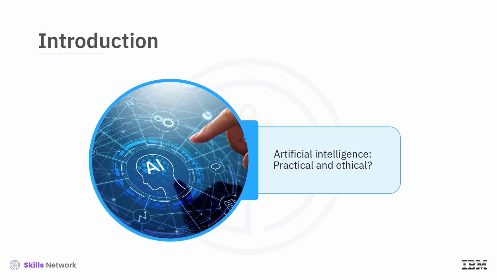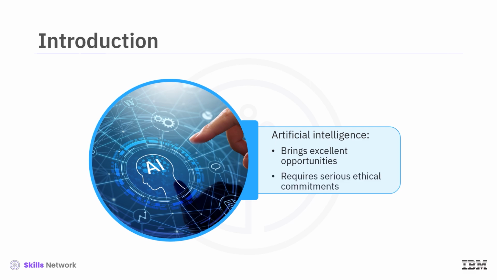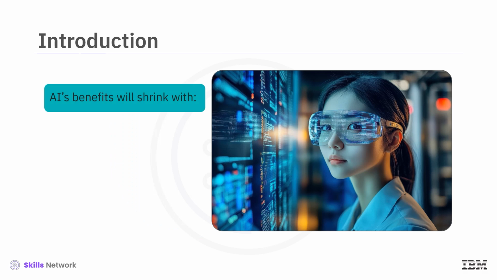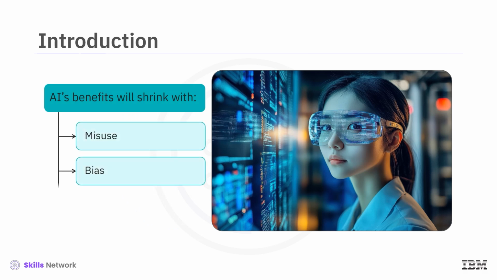Is artificial intelligence in educational settings both practical and ethical? AI brings excellent opportunities to learning experiences, but requires serious ethical commitments. The advantages of AI will diminish if there is misuse, biases, and insufficient transparency. A robust ethical framework is necessary to ensure AI responsibly supports education.